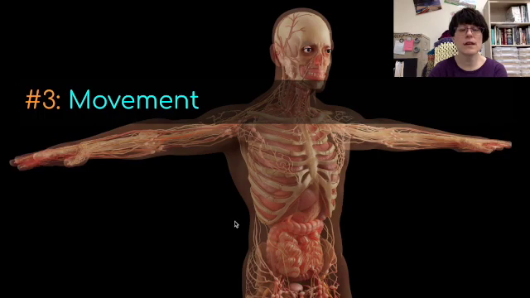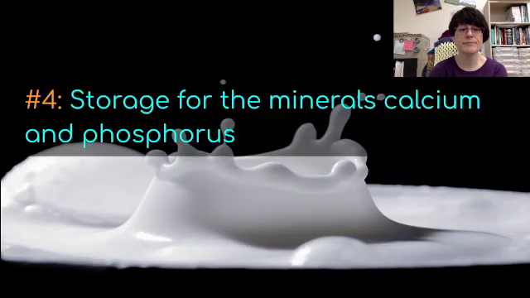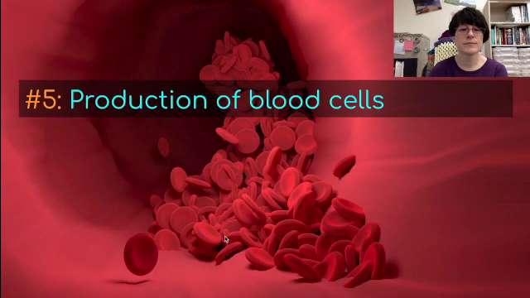Also, like I said, the third function is that along with the muscles, it allows for movement. The fourth function is storage for the minerals calcium and phosphorus. These are the most abundant minerals in the body, and they are stored in our bones. And the fifth function is the production of blood cells. Your red blood cells only live about 110 days, and so they need to be replaced regularly.